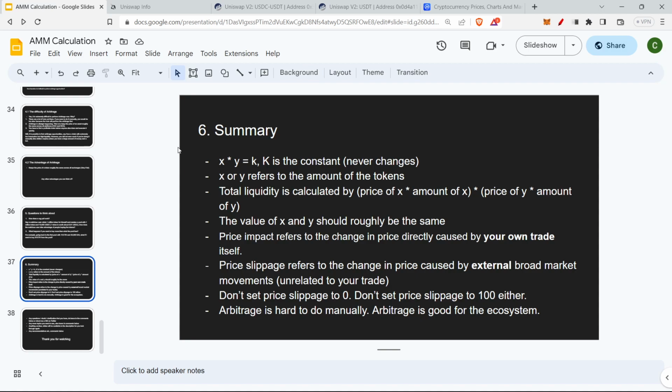And this is the summary of what we have learned. I'm not going to go through everything, but just take note that you have learned what price impact is, which is the change in price caused by your own trade, and what price slippage is, which is the change in price caused by other people. So don't set your price slippage to 0. This is not really important in famous AMM exchanges like Uniswap because they will auto set a slippage for you. And likewise, don't set price slippage to 100 either. And lastly, arbitrage is hard to do manually, and arbitrage is good for the ecosystem.